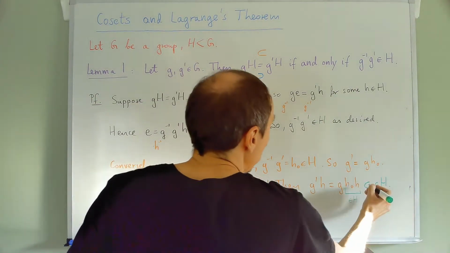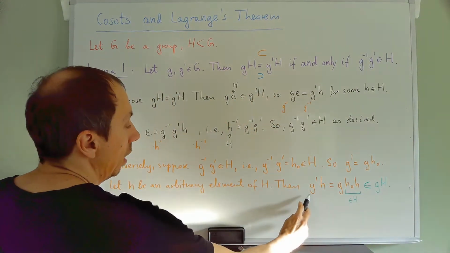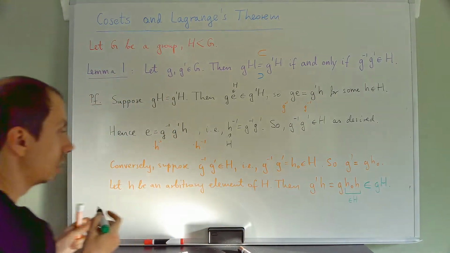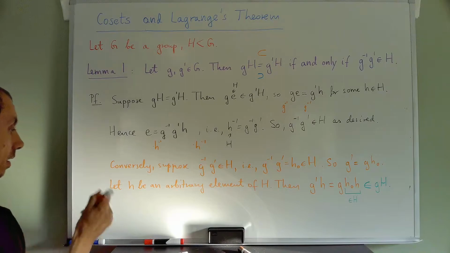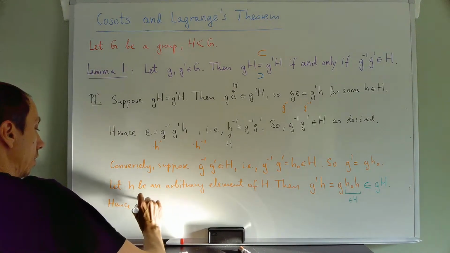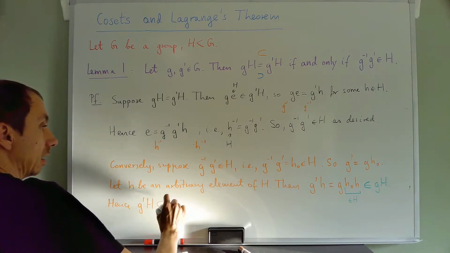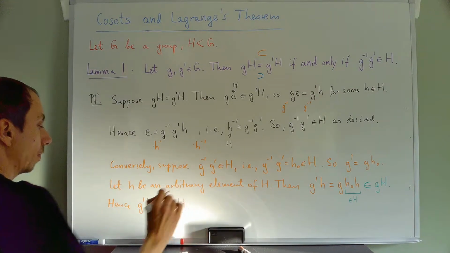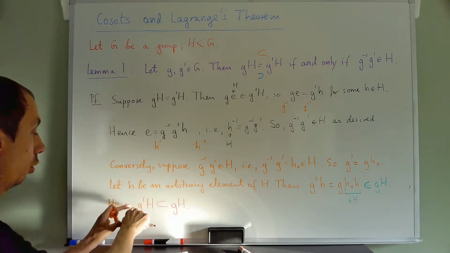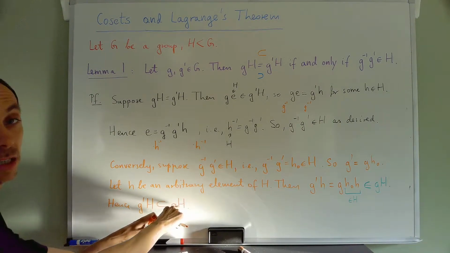So this belongs here, right? It's not contained, belongs. So G prime times any element of big H is contained in GH. Hence, G prime H is contained in GH. Right? Just to summarize again, to prove that, I need to show that every element here lies there.